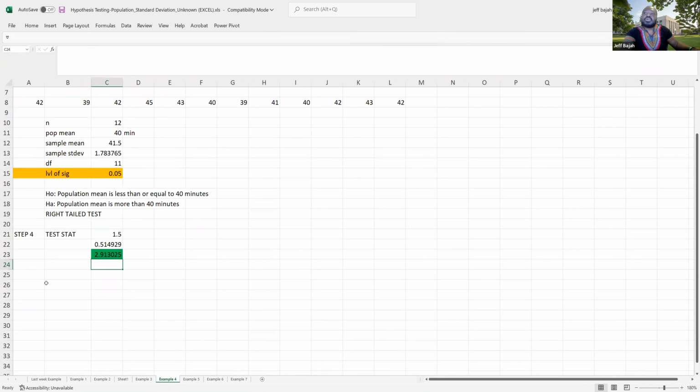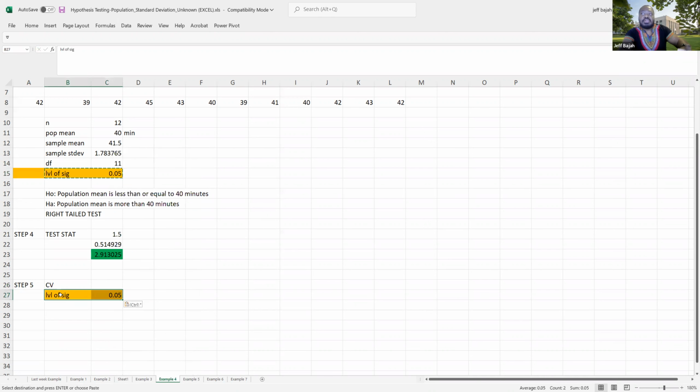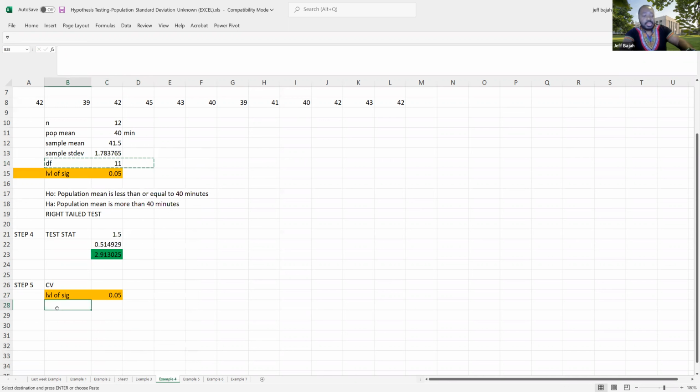All right. So now step 5 is to find our critical value. Now remember, to do our critical value, we usually use our level of significance. That helps us. You don't have to copy and paste it here, you can just use it there, but I just want to make this easy for you to grasp the concept. And we also know that this is a right-tailed test.